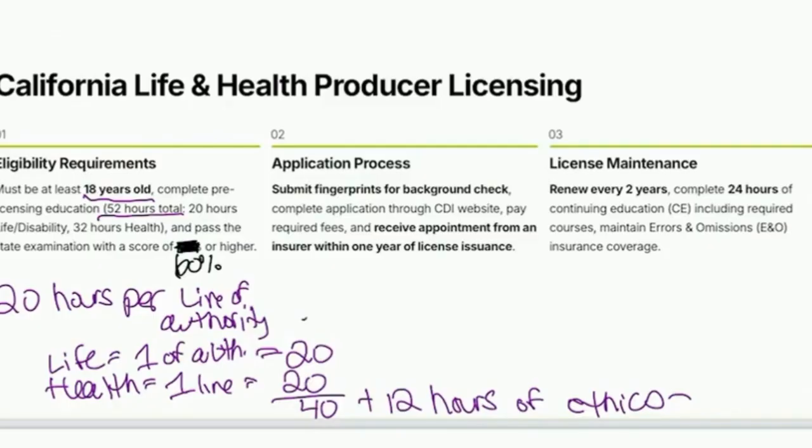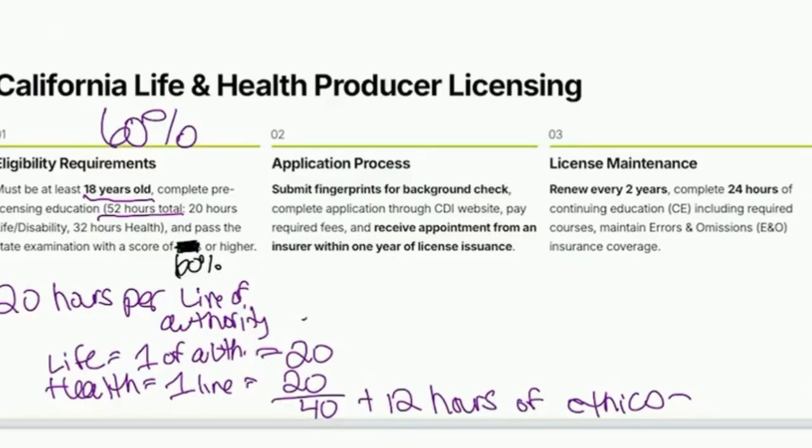And you must pass your state exam with a 60% or higher. That is awesome. Most states it is 70%. California just 60. All right, application process. Submit fingerprints for background check. Complete application through the CDI website and pay your required fees. And receive appointment from an insurer within 1 year of license issuance.